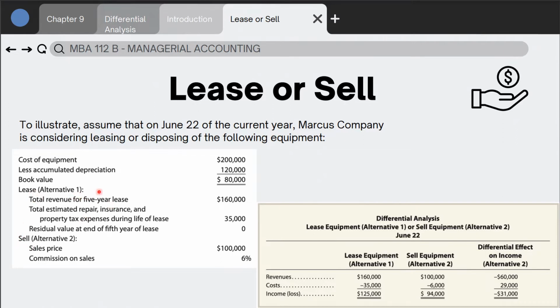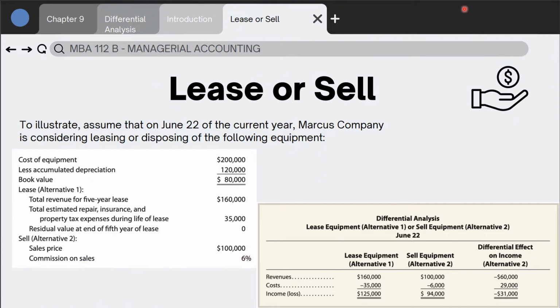So alternative 1 shows 160,000 of total revenue if they are going to lease the equipment, and we have 35,000 on the costs for expenses on repair, insurance, and property tax. While on alternative 2, we can sell it for 100,000 minus cost for the commission on sales, which would be 6,000.